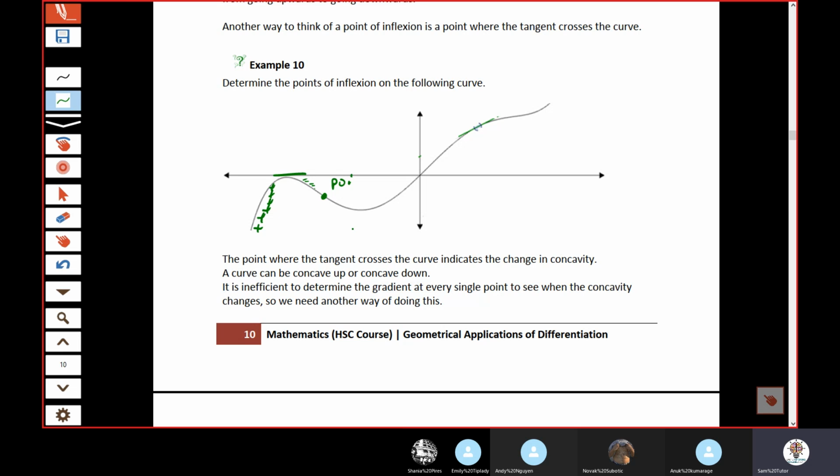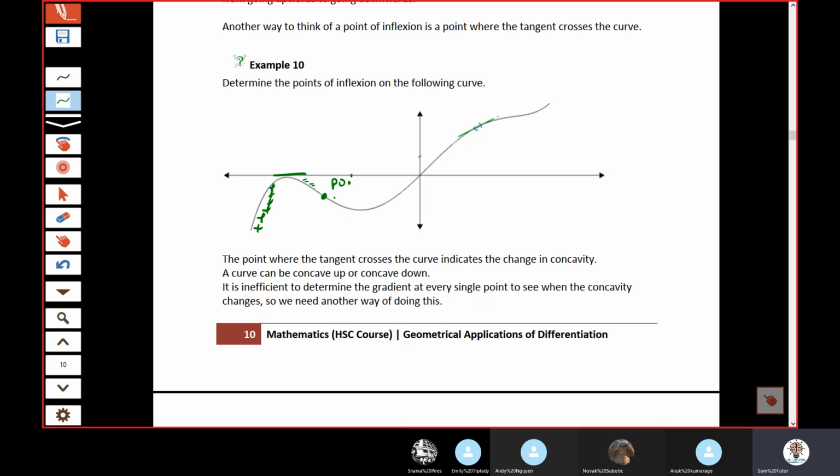So now we know what a point of inflection is. The best definition you can give is it's a point that changes your concavity from a minimum to a maximum or vice versa. That's it. Or you can just say concavity. I think everybody understands concave up and concave down.